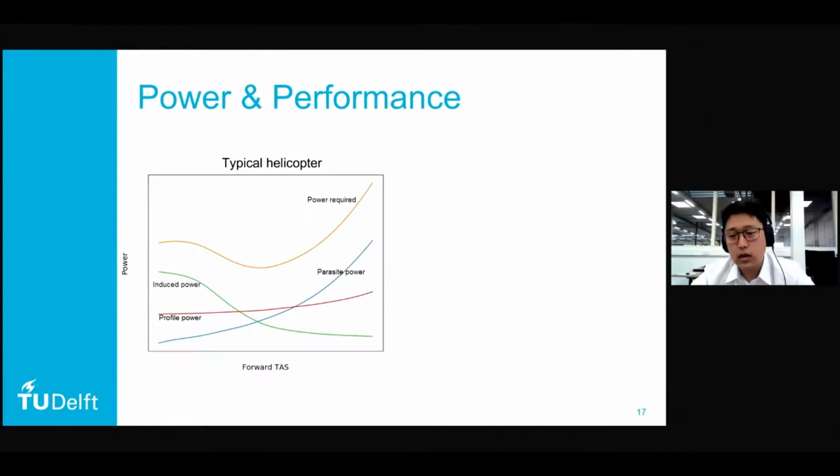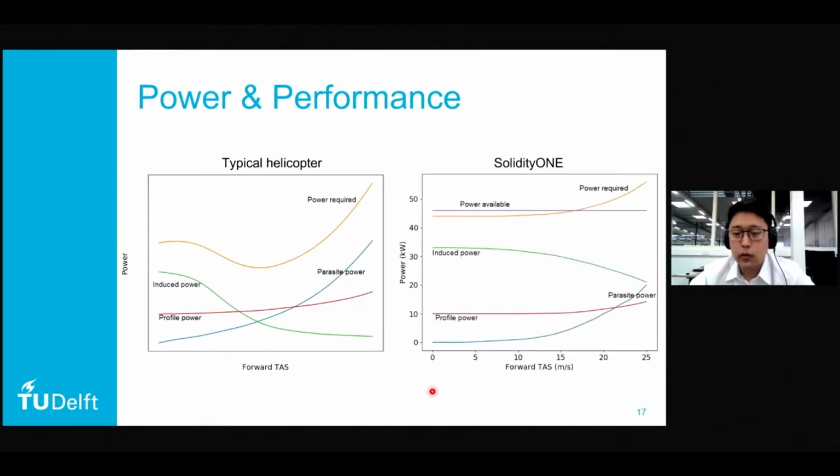However, for Solidity 1, this is not the case. We don't have a swash plate. We don't deform our rotor. The rotor is really designed for hover, and we don't benefit so much from forward flight. So although there is a slight reduction in induced power, just due to the velocity flattening out, there's no dip in the power required.